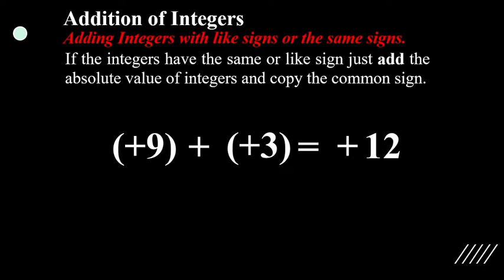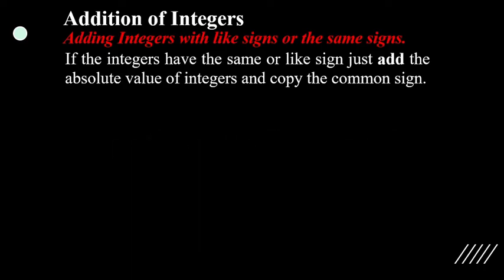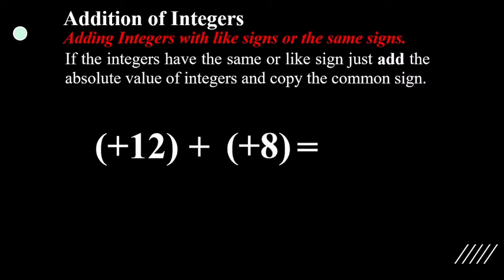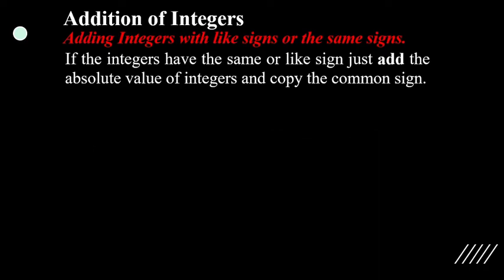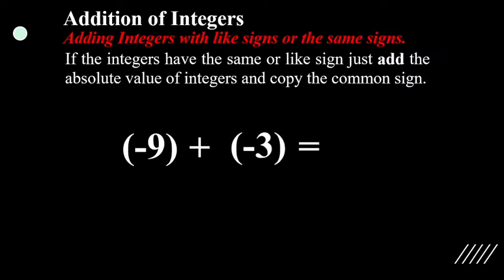How about this one? Can you do it? Positive 12 plus positive 8 is equal to? Good job. Positive 20 or 20. How about this one? Negative 9 plus negative 3 equals, they are both negative numbers. Therefore, we will be just adding the absolute value. So 9 plus 3 is equal to 12. And their common sign is negative. Therefore, our answer is negative 12.